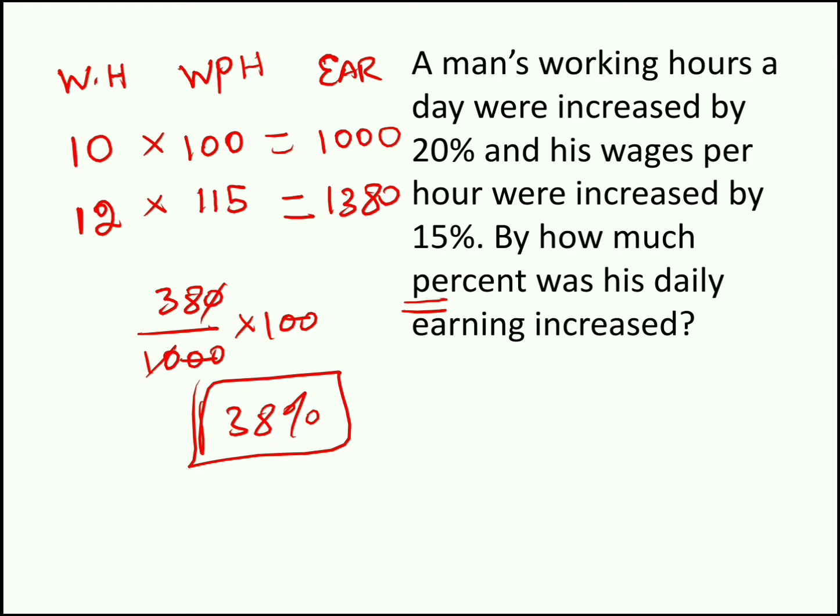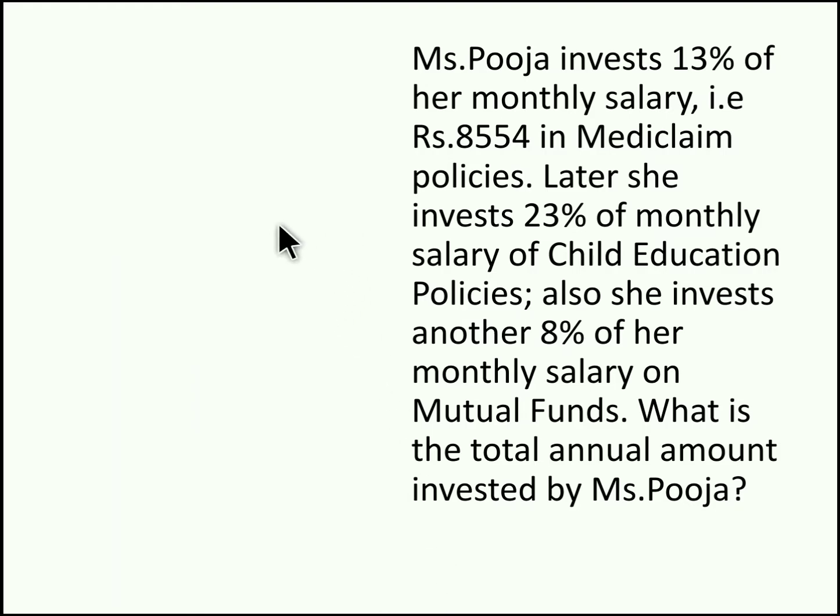Moving to our fourth question. Miss Pooja invests 30% of her monthly salary, that is 8,554, in Mediclaim policies. Later she invests 23% of the monthly salary in child education policies. Also she invests another 8% of the monthly salary in mutual funds. What is the total annual amount invested by Pooja? So she invests 30% of the amount in Mediclaim policies, which is nothing but 8,554, as given in the question.